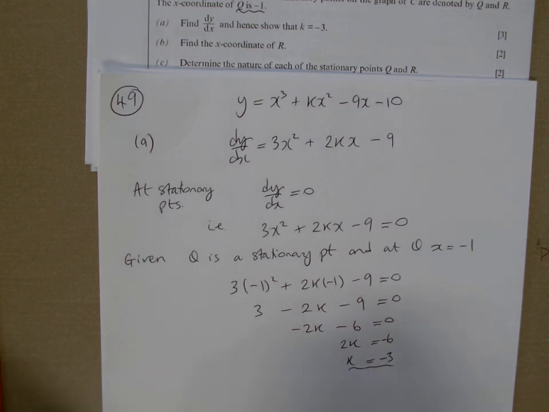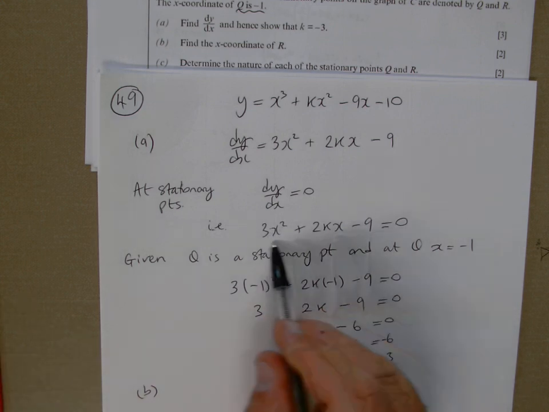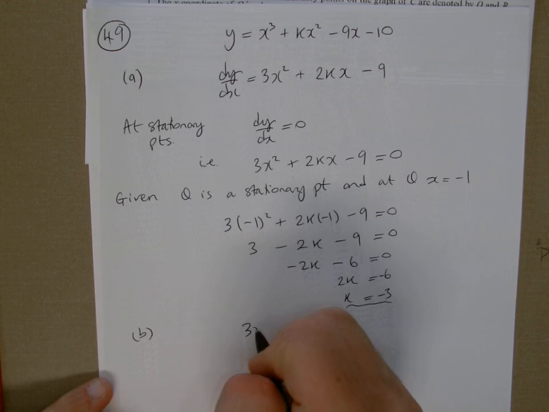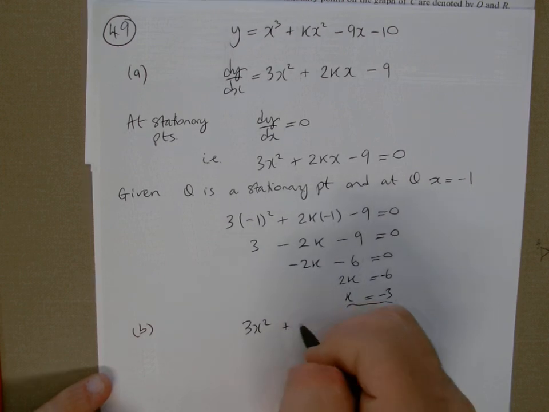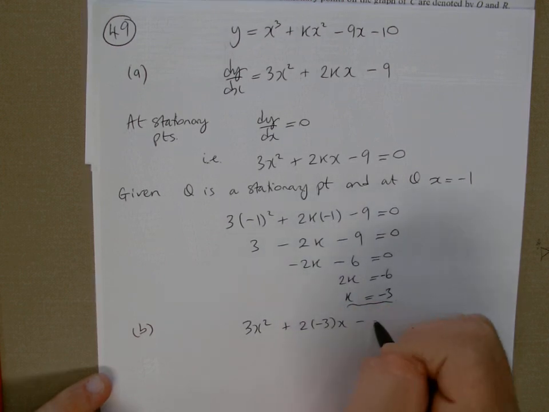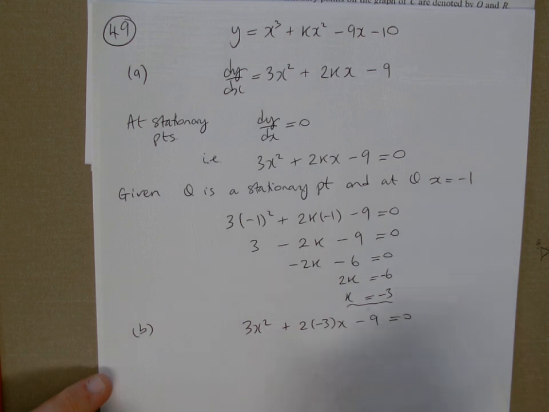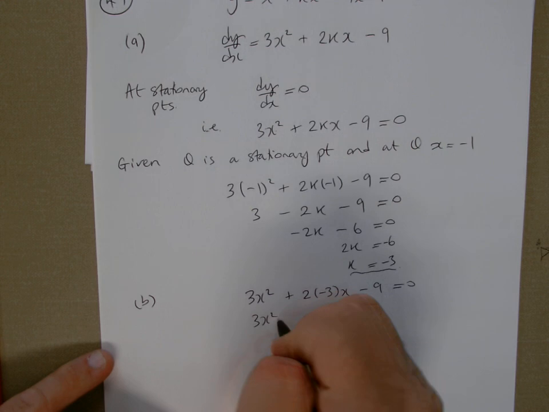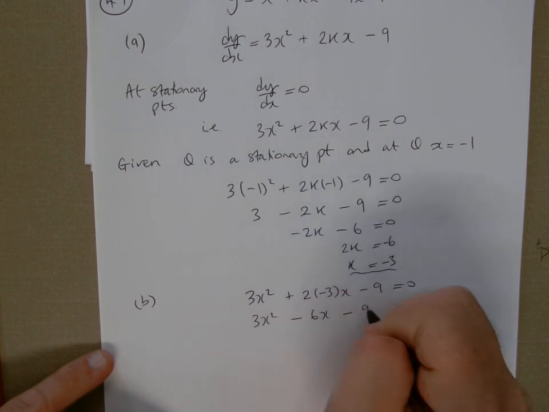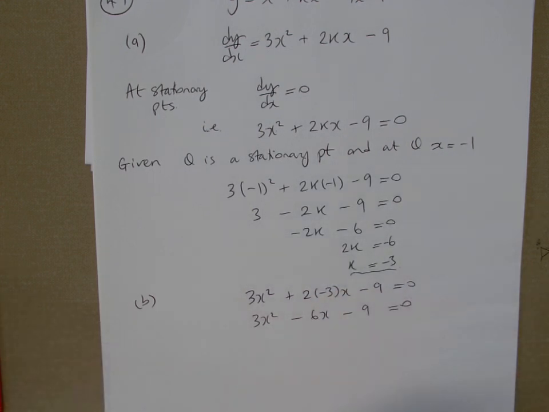Okay, so part B then, it says find the x coordinate of R, right? So of course then there's another stationary point, yeah? Okay, with R. So what I can do is I can go back to this, can't I? So I can say, look, 3x squared plus 2 times minus 3x minus 9 is 0, because I know now k is minus 3. I can sub it back in there, so I get 3x squared minus 6x minus 9 is 0. Okay, and I can factorize that then to find the solutions.